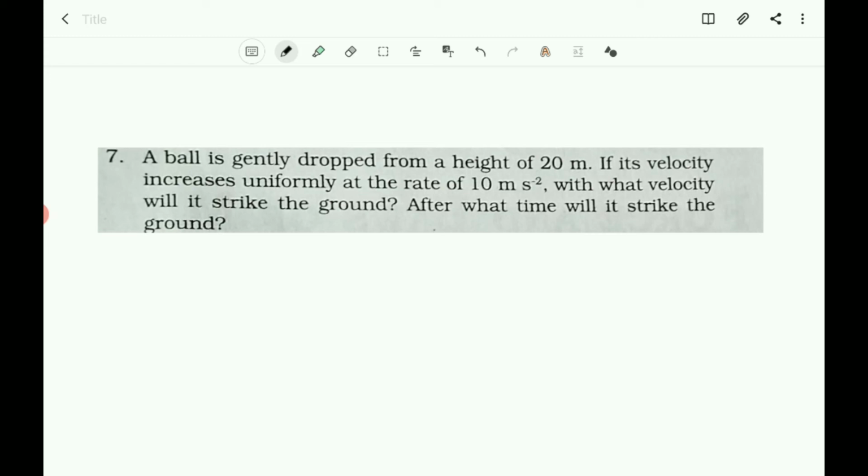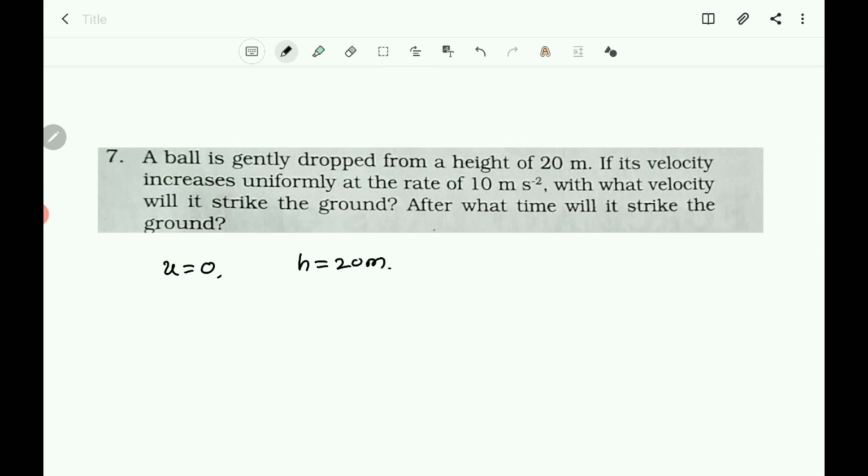Here the ball is dropped from height, that is it starts from rest. So its initial velocity is 0 as it is dropped from the height. So here you take u is equals to 0 because the ball is dropped from height. And you know the height of the ball when it was dropped. It was at 20 meter height.